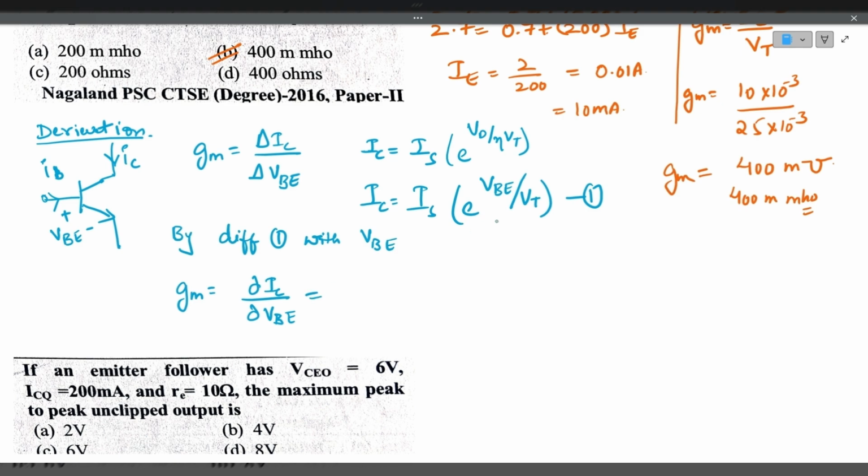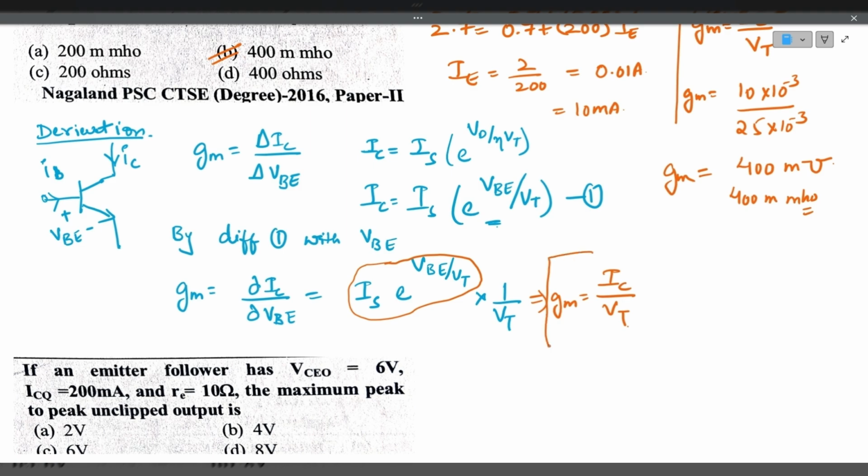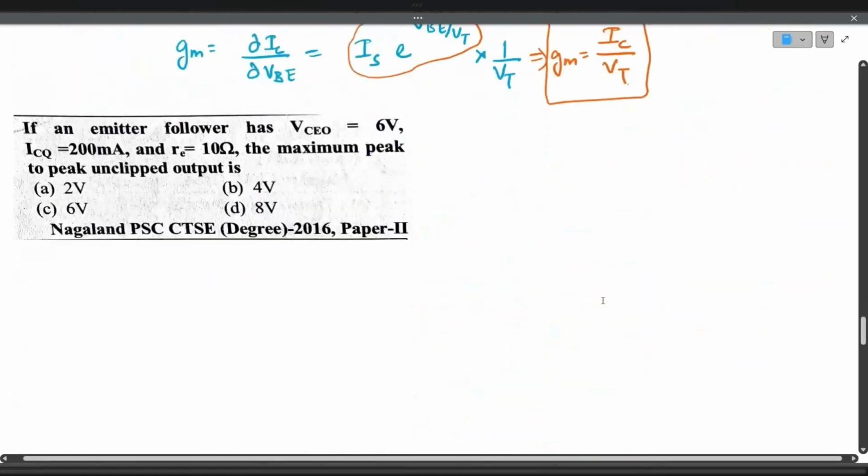If you differentiate this equation with VBE, IS is the constant, so you get IS e to the power of VBE by VT multiplied by 1 by VT. This entire term IS e to the power of VBE by VT becomes IC. So the transconductance gm is equal to IC divided by VT. This is the derivation. With this, we are using this formula. We'll see the next question.